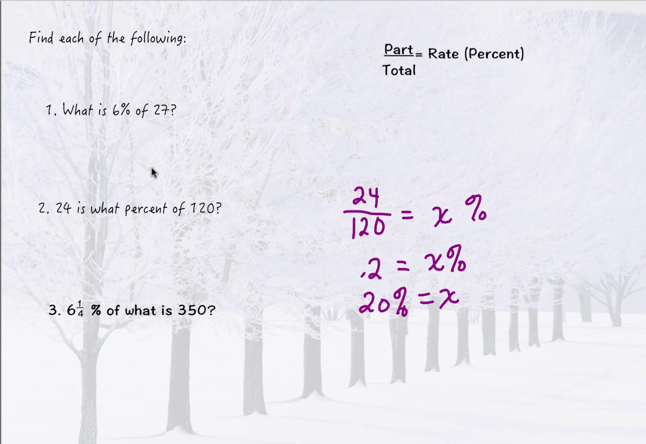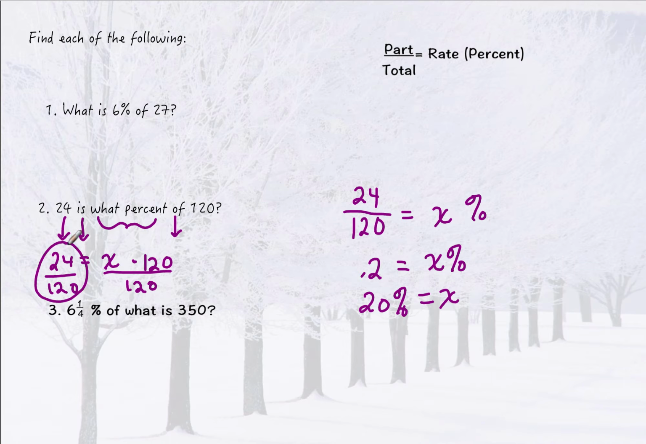Once again, when it's a simple little problem like this, you can do straight translation. 24 equals what percent of means multiply 120. And if I were to solve this, I divide by 120, and look, you get the same answer. 24 divided by 120.